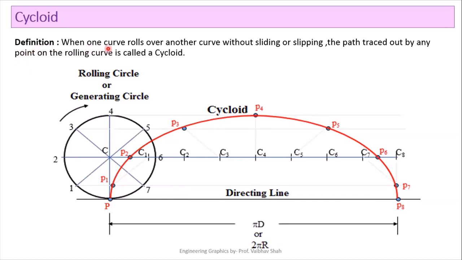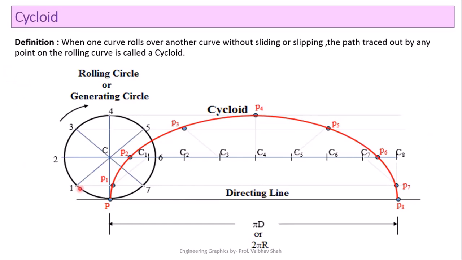Definition: when one curve rolls over another curve without sliding or slipping, the path traced out by any point on the rolling curve is called a cycloid. So now let us simplify this curve, the cycloid. You can easily correlate it with the word cycle.